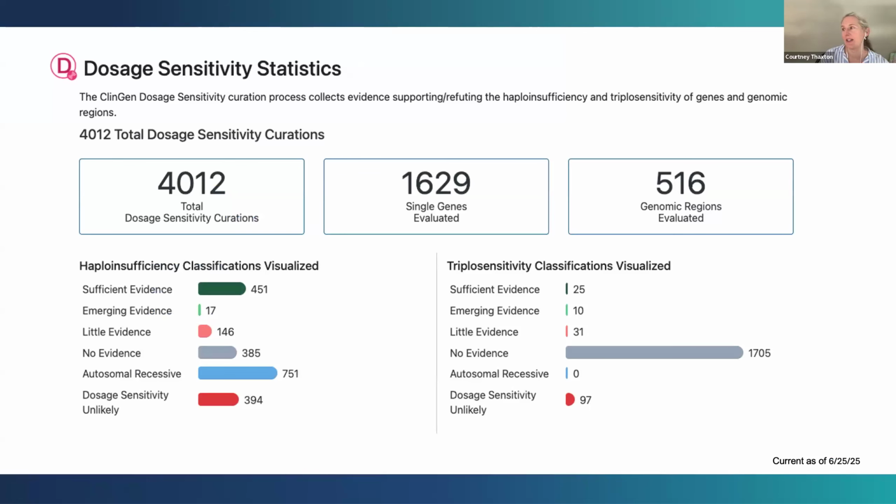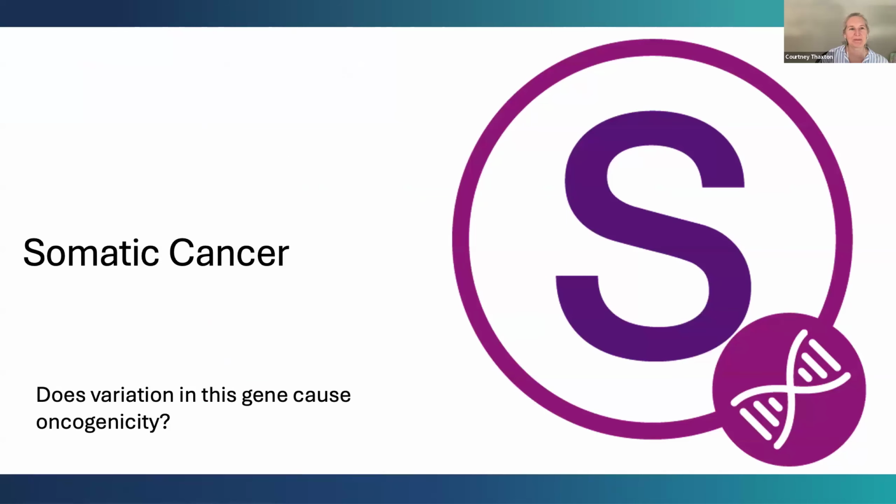Across the years on dosage, and as of yesterday, they have over 4,000 total dosage sensitivity curations across over 1,600 genes. So again, if you're really interested to see about the scores and how that might help you in diagnostics and everything, please check out dosage sensitivity reports on clinicalgenome.org.